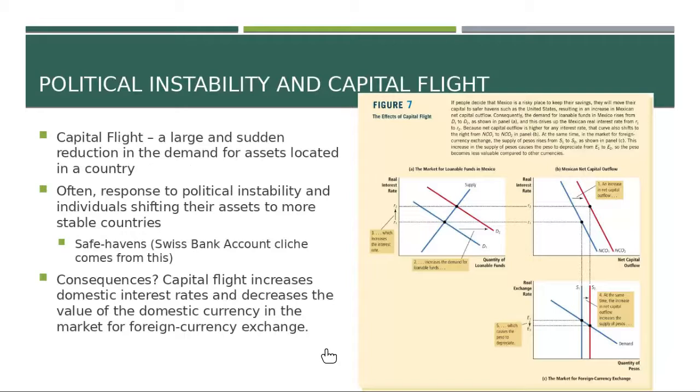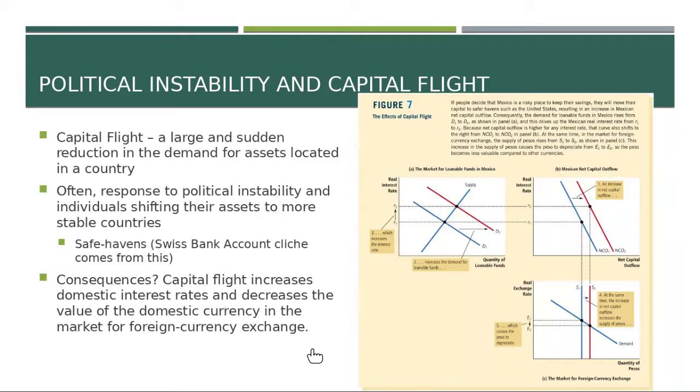Now, a final situation to consider is political instability and capital flight. Capital flight is a large and sudden reduction in the demand for assets located in a country. Often, this is a response to political instability and individuals shifting their assets to more stable countries. This is where you get the concept of things like safe havens or the Swiss bank account cliche. Basically, if a country suffers from political turmoil or a lot of uncertainty, individuals will try to put their money somewhere that it is deemed safe and stable.